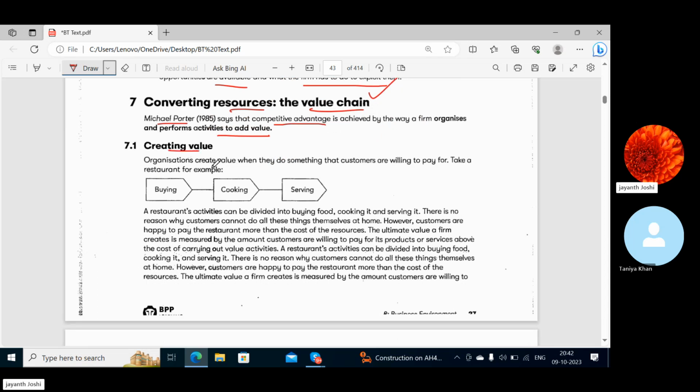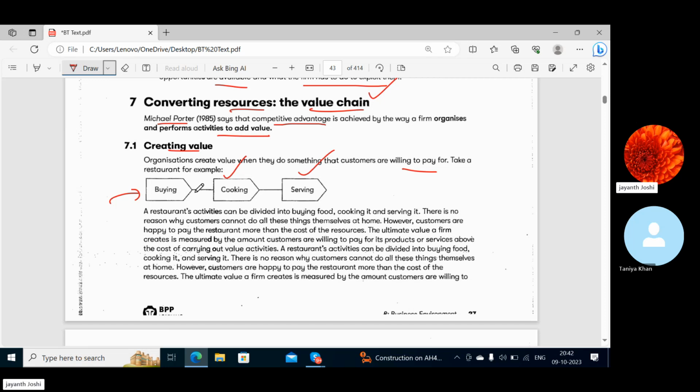Creating value. Organizations create value when they do something that customers are willing to pay for. Take a restaurant, for example: buying. Every restaurant buys, but from where you buy, what kind of quality product you buy, etc. Then cooking. What is your methodology of cooking? And the serving, how you serve.